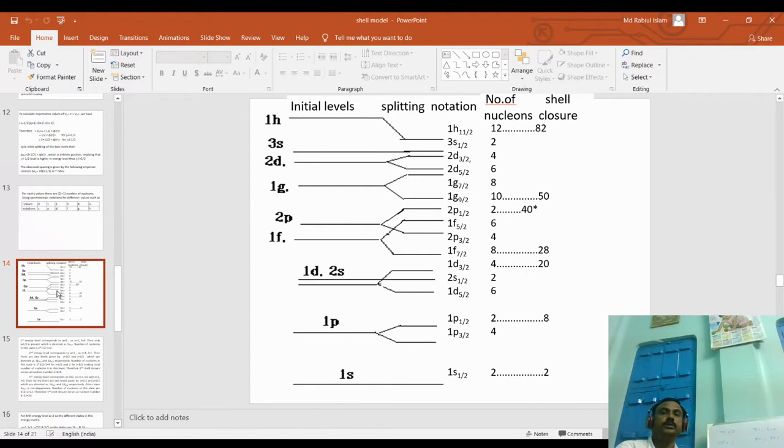Now the rest of the nucleons in this level are in 2p 1/2, 1f 5/2 and 2p 3/2, and these values are 2, 6, 4, totaling 12. So 28 plus 12 is 40, which is a semi-magic number. This number was there in the previous table when we did not consider the spin orbit coupling. Right?